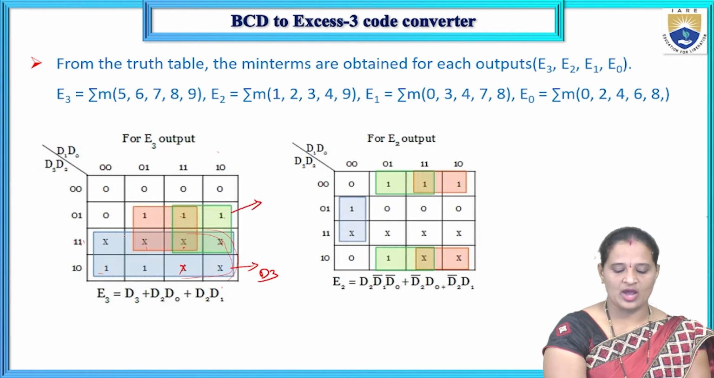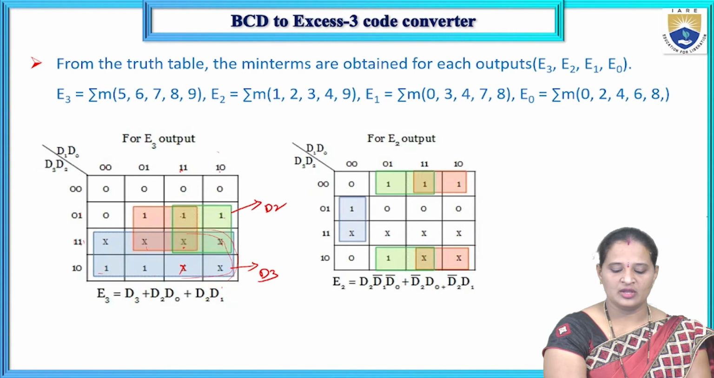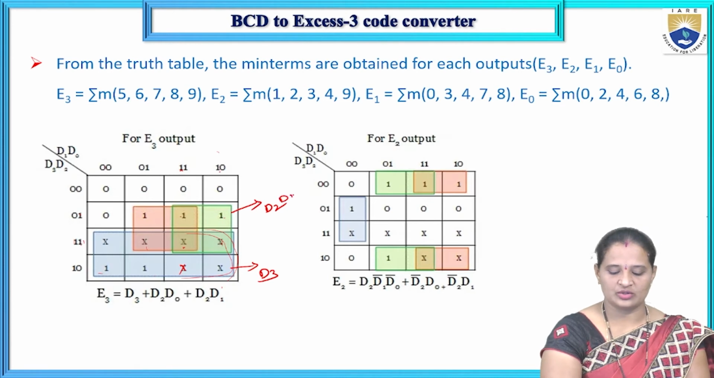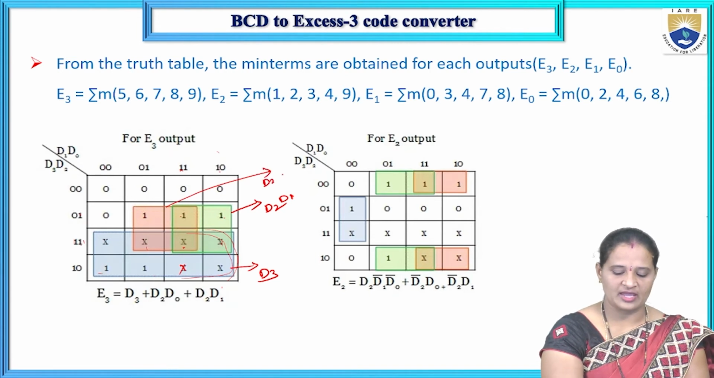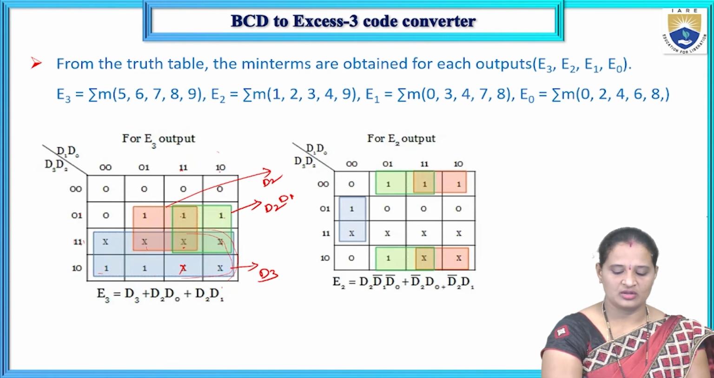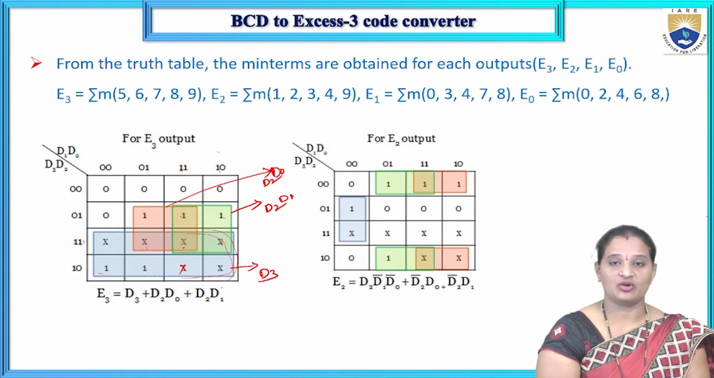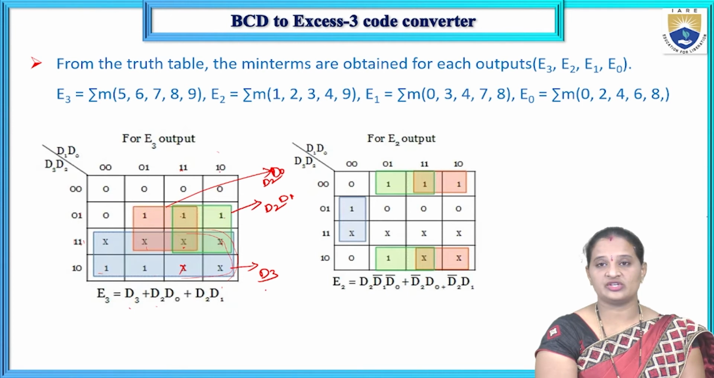And coming to this quad, second and third row are having D2 value as common, so D2, whereas third and fourth column, so D1 value is common, so D2, D1. And coming to this one, here D2 value is common again, whereas D1 value is varying, eliminate, so D0, right? So this is the equation: D3 plus D2 D0 plus D2 D1. So this is the equation for E3.